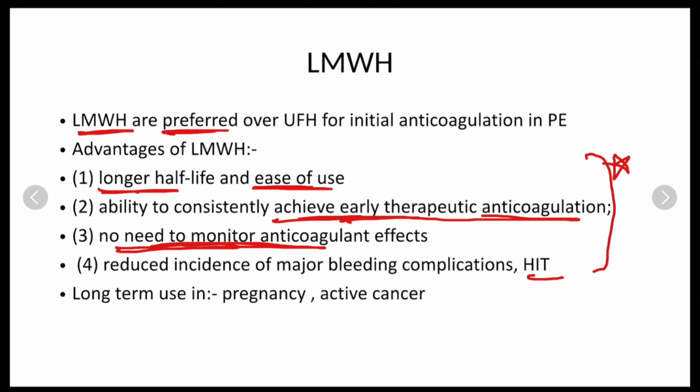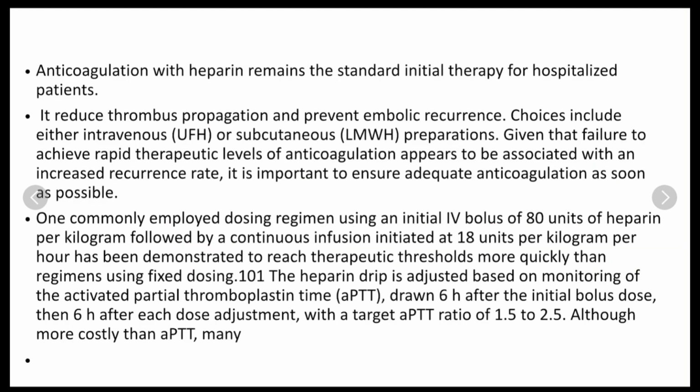They are also saying that for long-term use in pregnancy and active cancer, we can use LMWH. Anticoagulation with heparin remains the standard initial therapy for hospitalized patients. I have already talked about it: it reduces thrombus propagation and prevents embolic recurrence. Choices include unfractioned or low molecular weight heparin. Given that failure to achieve a rapid therapeutic level of anticoagulation appears to be associated with increased recurrence, it is important to ensure adequate anticoagulation as soon as possible. We can achieve it with a subcutaneous LMWH preparation. One commonly employed dosing regimen, we will discuss later.